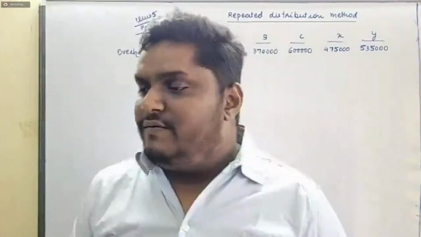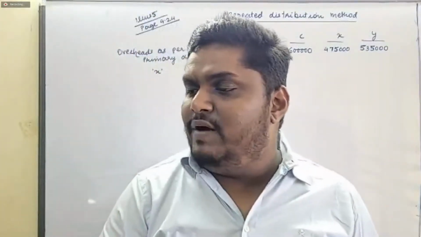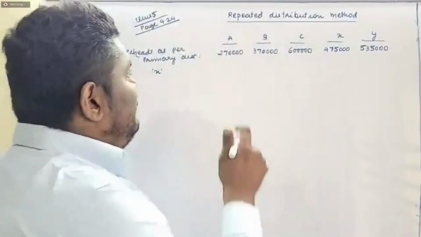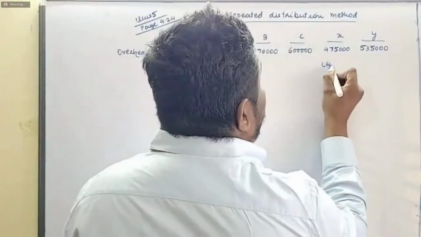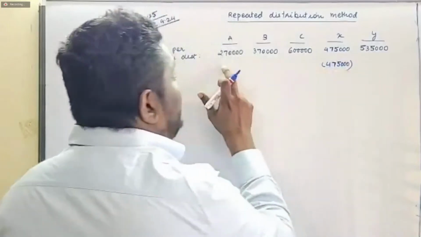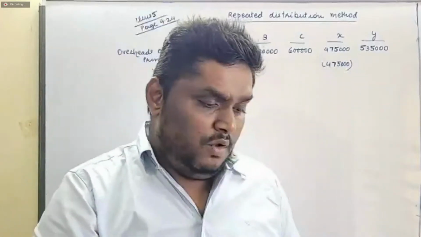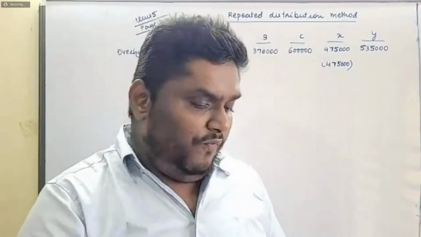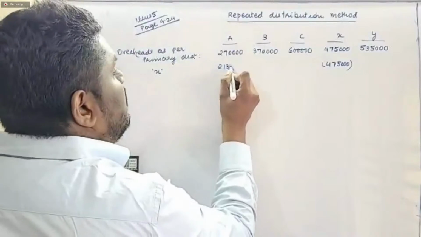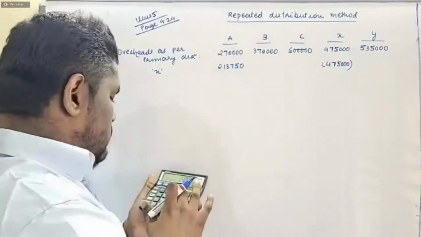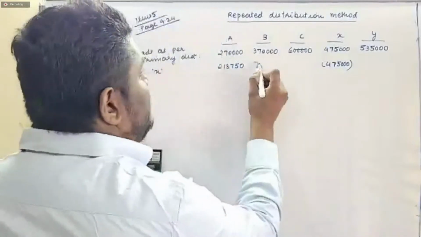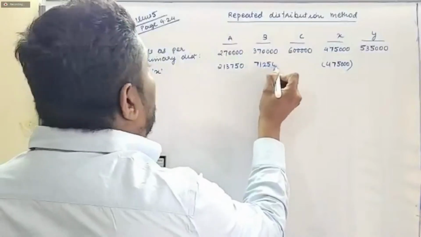The overheads of X are to be distributed among A, B, C, and Y in the ratio of 45, 15, 30 and 10. So 4,75,000 is to be distributed among A, B, C and Y. So 4,75,000 into 45%, this will be 213,750. 15%, this will be 71,250.